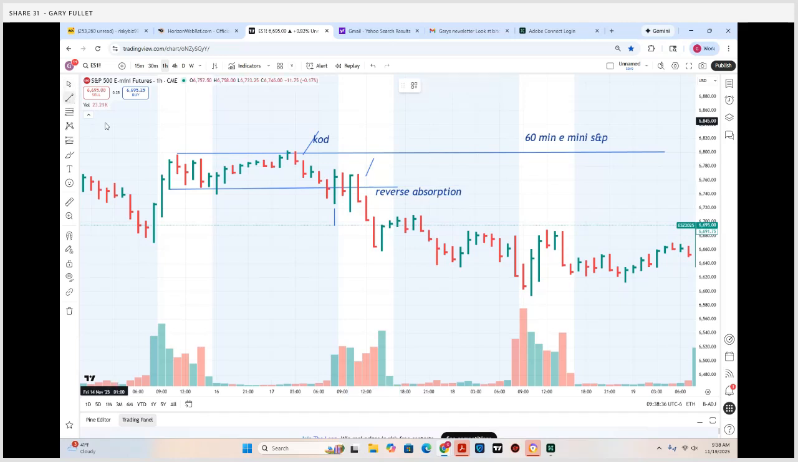Or if you really want to go schematic-wise, once you close under that bar right there, on the retest bar right here, this would trigger a sell for you. So that's another area to sell. The less aggressive trader would trade this. We're not necessarily selling a breakout, even though it looks like it. What we're actually seeing is that the market has reverse absorption.